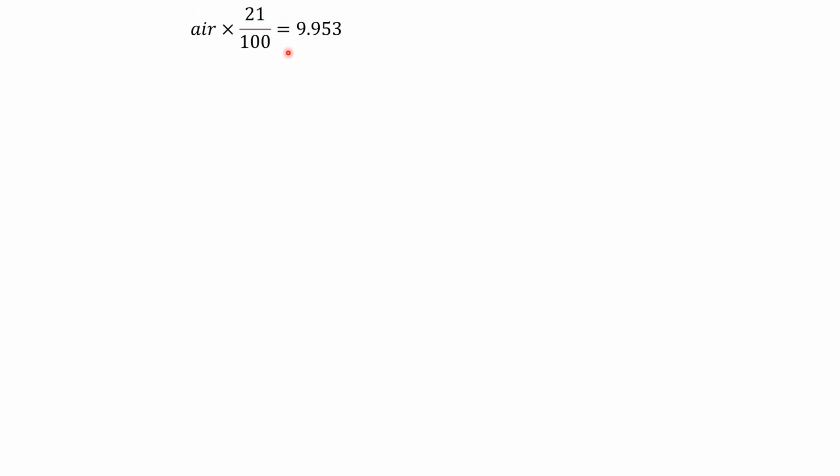We know that 21% of air gives the moles of oxygen. In the previous slide we saw that the total moles of O2 supplied is 9.953. So 21% of the air should be equal to the amount of oxygen. From this equation we can find the moles of air. So the air supplied will be equal to 47.395 kilomole.